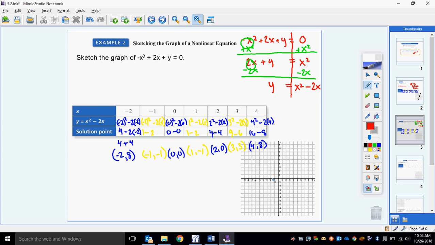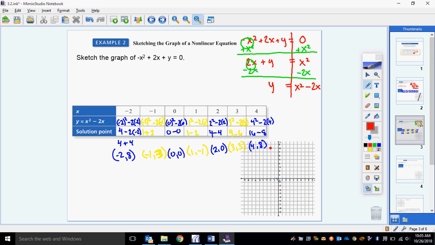So negative 2, comma 8 is my first point. Negative 1, negative 1, 0, 0. Oh, I messed that up. Sorry, folks. The part that I messed up was over here. A negative 1 squared is a 1, but I have a negative 2 times a negative 1, so that would have been a positive 2. So 1 plus 2 here should have been a 3.